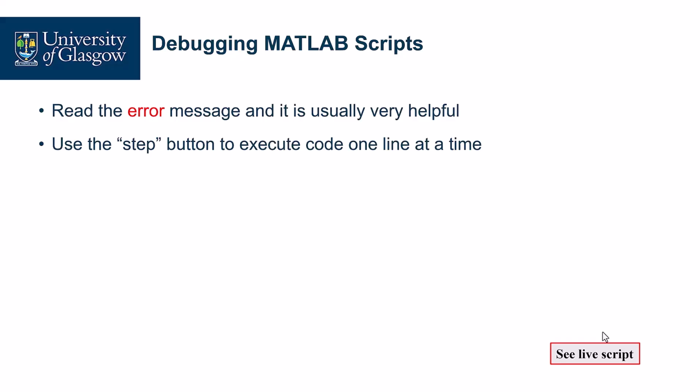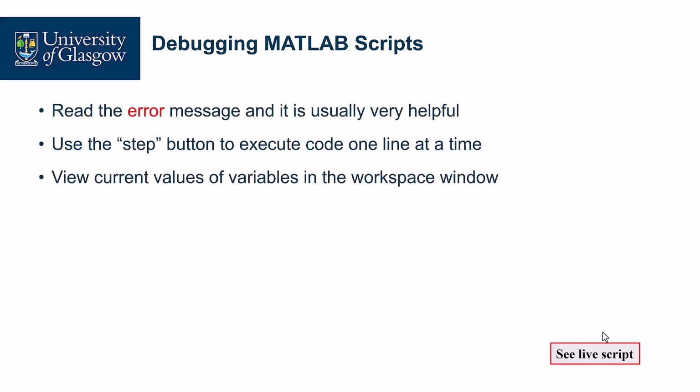The second thing is that we can use the step button to execute the code line by line. This is to find out, after the execution of this line, whether the current value of the variable is the same as what we expect. So where do we find the values? They are in the workspace, right? This is a special thing for MATLAB. All the values of the variables are saved in the workspace, so in the workspace you can check all the values.